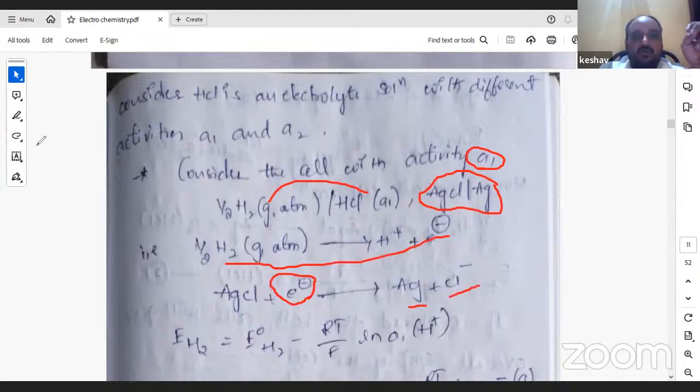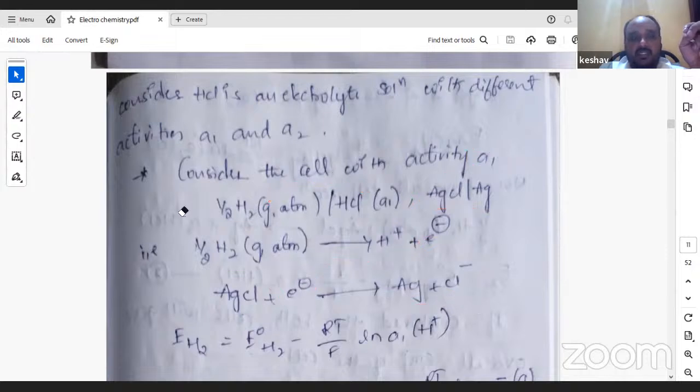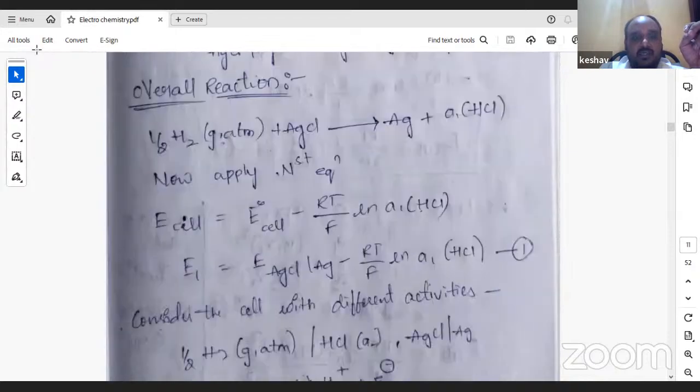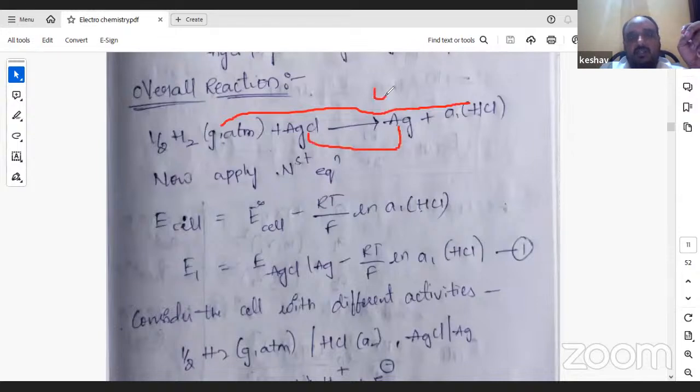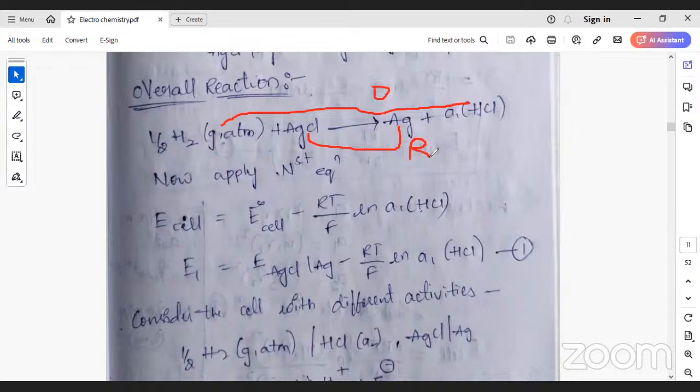If we combine these two reactions, we get the overall cell reaction. So this is the overall cell reaction. Hydrogen will be involved in oxidation, and silver chloride will be involved in reduction. So this is the oxidation and this is the reduction. Both oxidation and reduction take place in a single reaction.